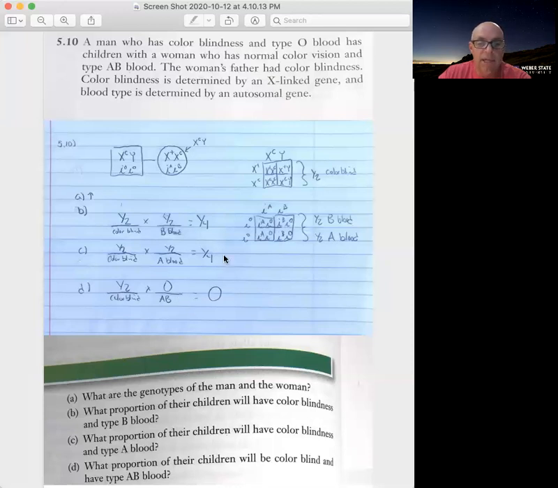And then colorblind and type AB blood. There's a 1/2 chance that the offspring is going to be colorblind, but there's 0 chance that the offspring is going to have AB type blood. None of the offspring here have AB type blood like the mother, and so that percentage is 0%. Okay, so that one's not too bad, pretty straightforward.